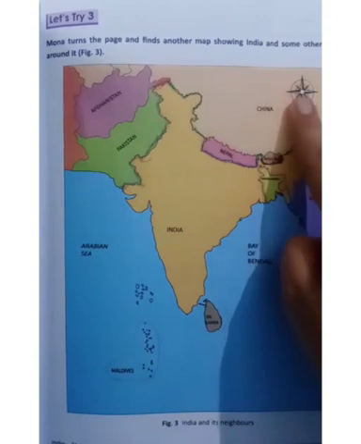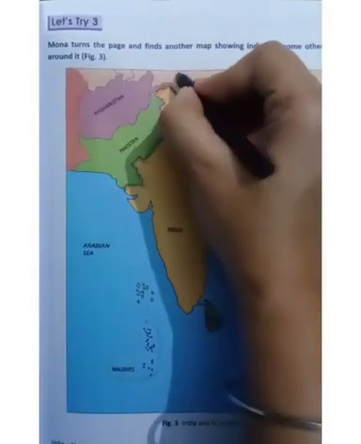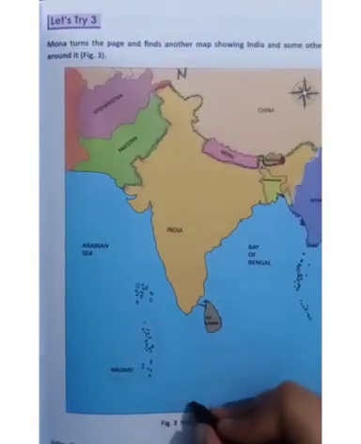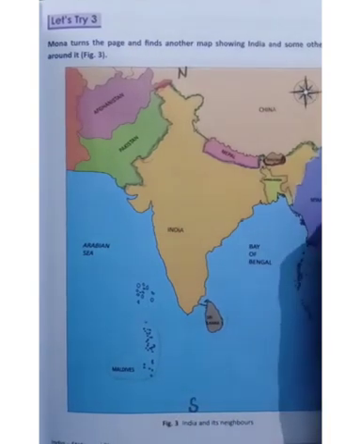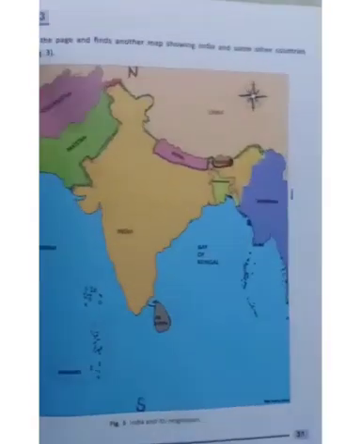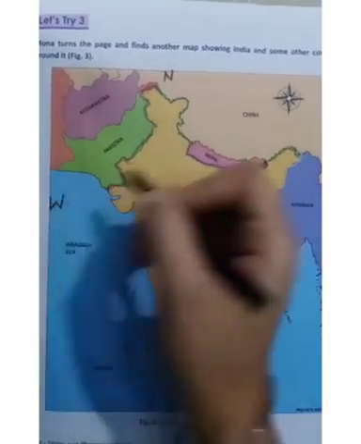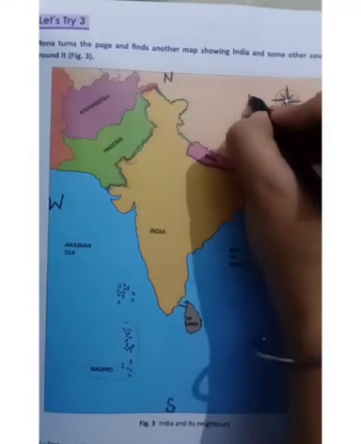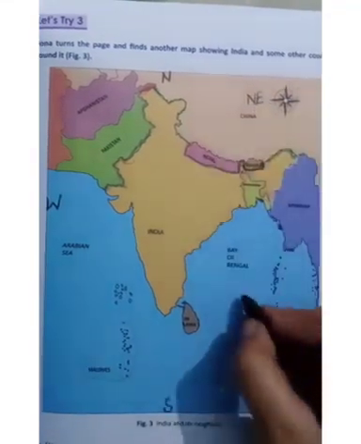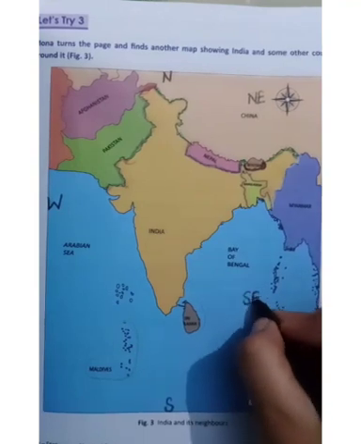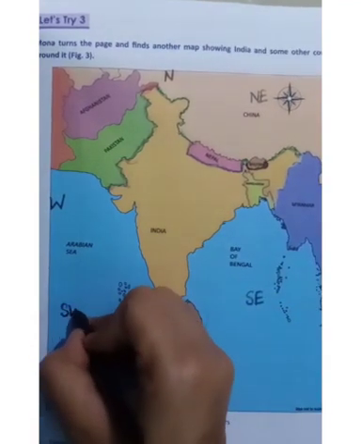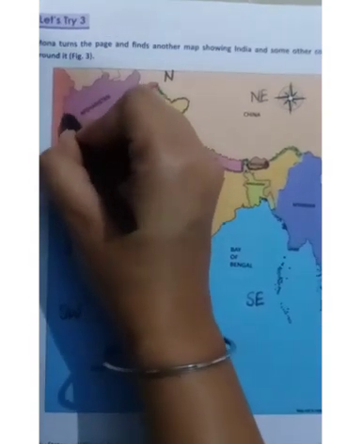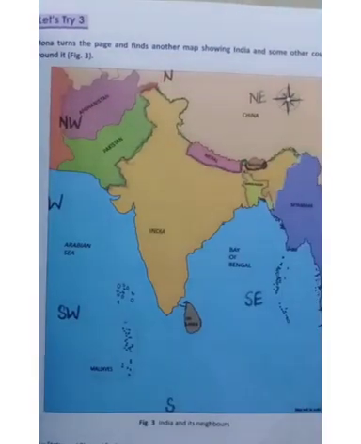Here you can see the compass rose. Accordingly, we will write the directions on the map. This is north, N. This is south. This side is east. And this is west. This is northeast. This is southeast. This is southwest and this is northwest.